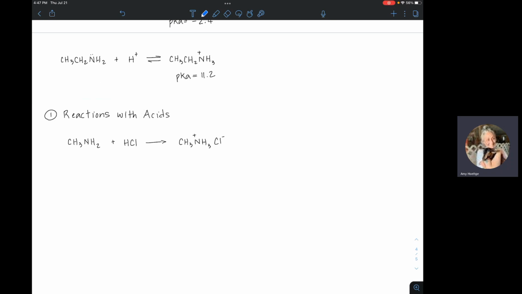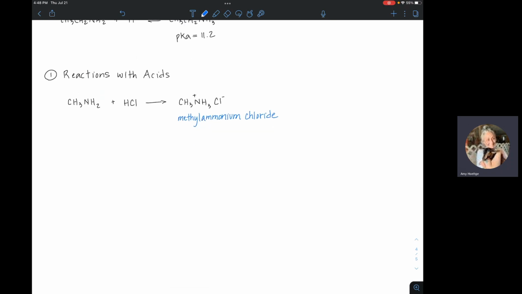Which, by the way, has a name. So you would name this just like you would a regular amine. So we would have methyl, but instead of amine, because we have an ammonium ion there, it's methylammonium. And then we name the anion. Just like Gen Chem with the nomenclature of ionic compounds, you name the cation first and then the anion. But with these, we have to say what alkyl groups are actually on the nitrogen, if any.